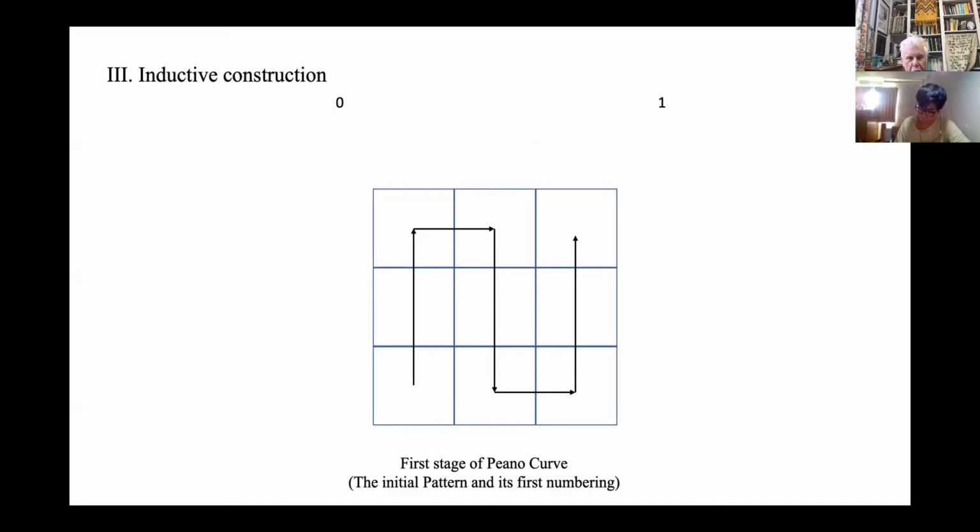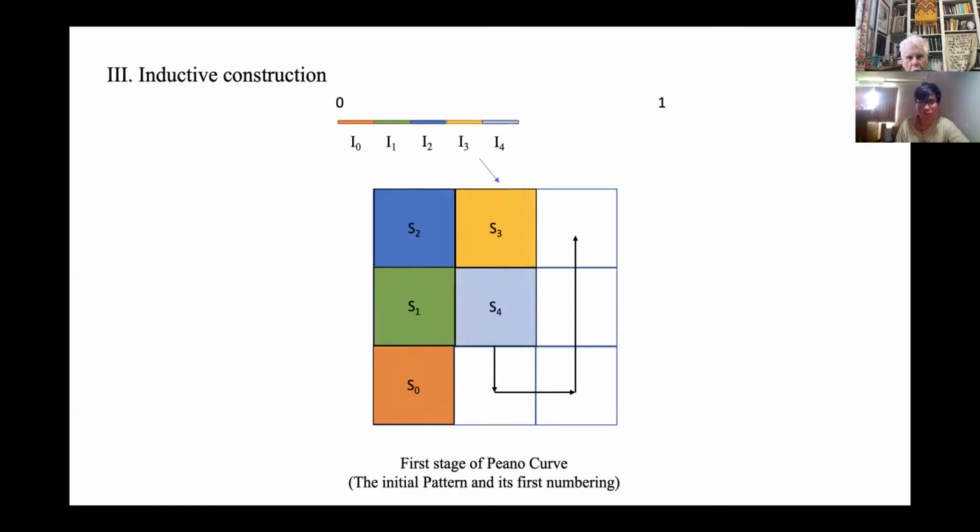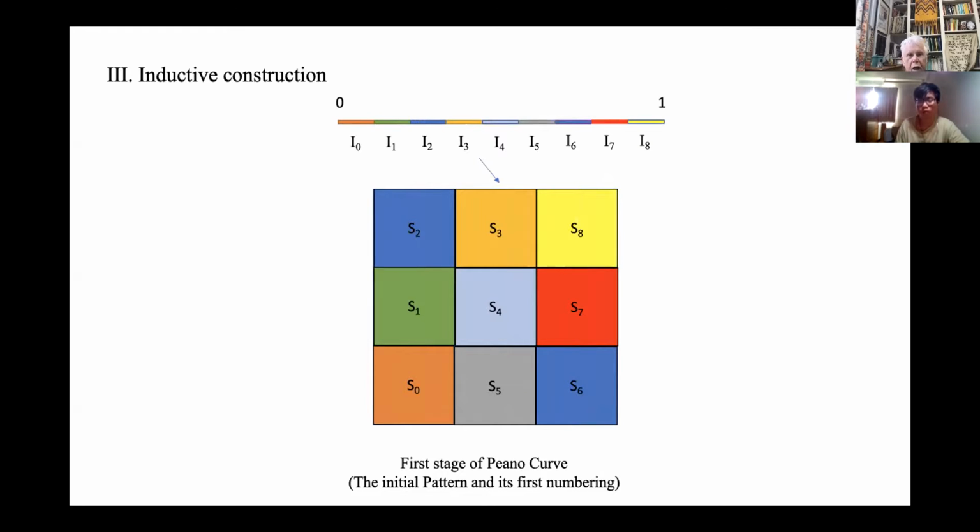So here is the first stage and the initial pattern and its first numbering. So we go through 0, 1, 2. So here's what that looks like. This is what you talked about before, how to number. And now as you go through, you want to indicate that this not only numbers the subsquares, but it's going to create a relationship between the base 9 intervals, the primary base 9 intervals, and the subsquares.